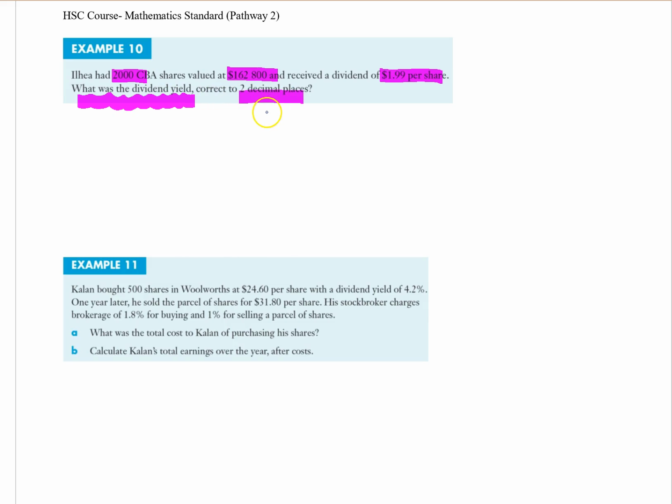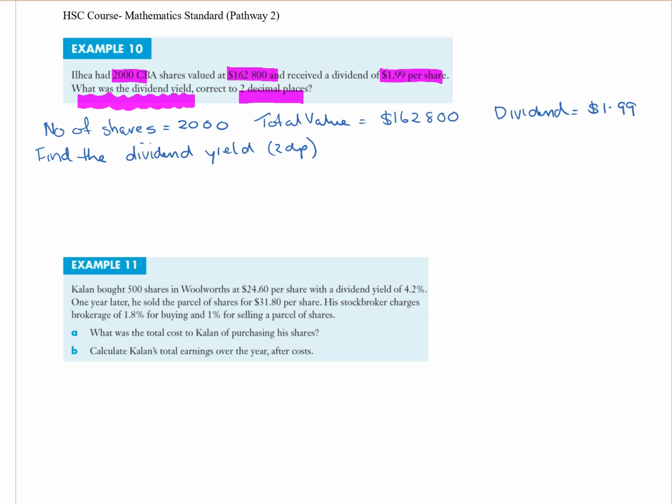What I'm going to do now is write them up mathematically. So you can see I've done that, and there's no standard name for any of these numbers that I've highlighted, but I just use my own understanding of what's going on. The number of shares is 2,000. The total value of the shares is 162,800. The dividend is $1.99 per share. The question says, what was the dividend yield?